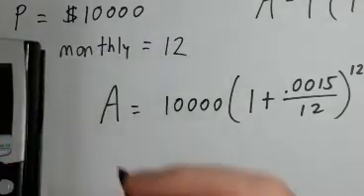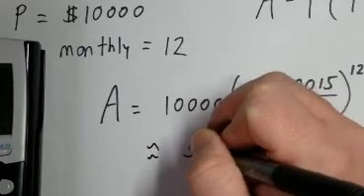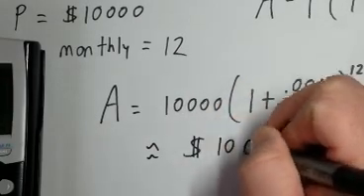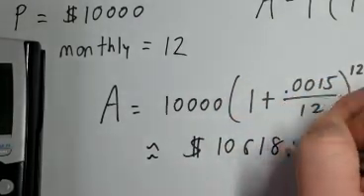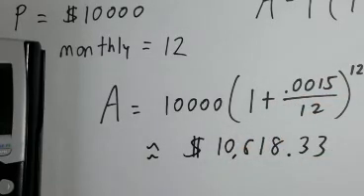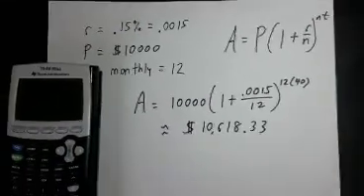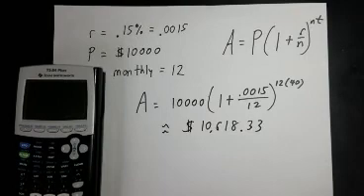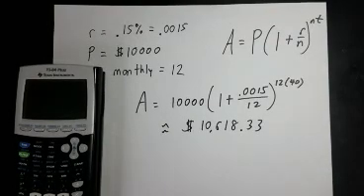But what this tells me is that after 40 years, your $10,000 would only amount to about $10,618.33. Not really a lot. But that's the breaks when it comes to banks.